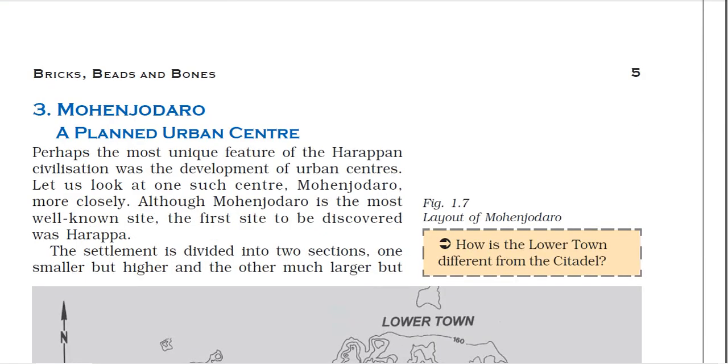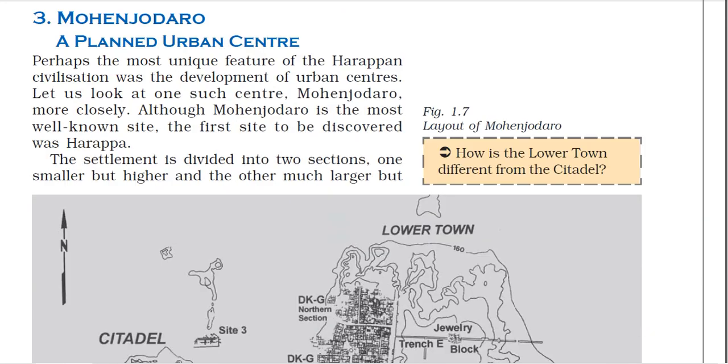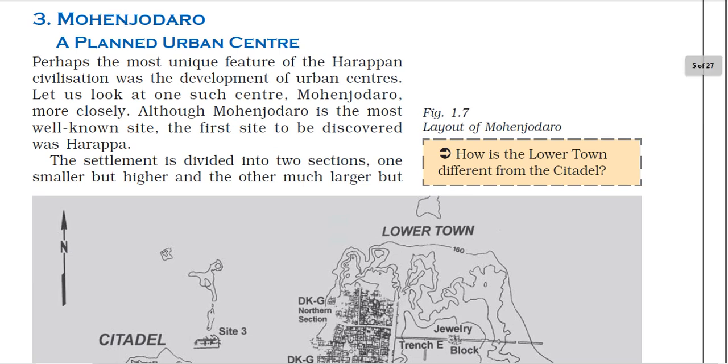Next topic is Mohenjo-daro, very important. Mohenjo-daro is one of the most important sites of Harappan civilization. So even if a person has no knowledge about Harappan civilization, they might have knowledge of two sites, Harappa and Mohenjo-daro. They're very well-known sites. The town planning of Mohenjo-daro is very important.